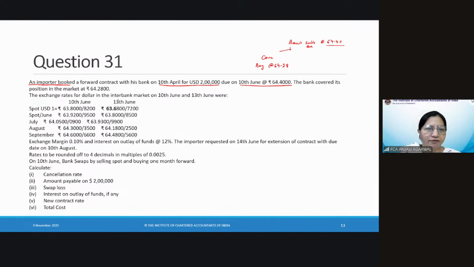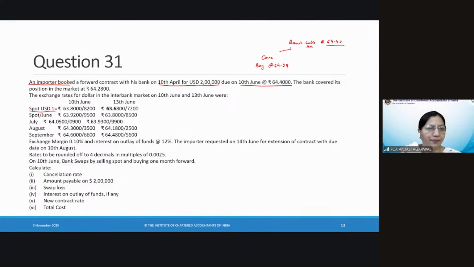The exchange rate for dollars in the interbank market on 10th June and 13th June are as follows. Spot on 10th June and on 13th June. Spot June, spot then July forward, August forward, September forward. So these are the rates which are mentioned on 10th and 13th June.